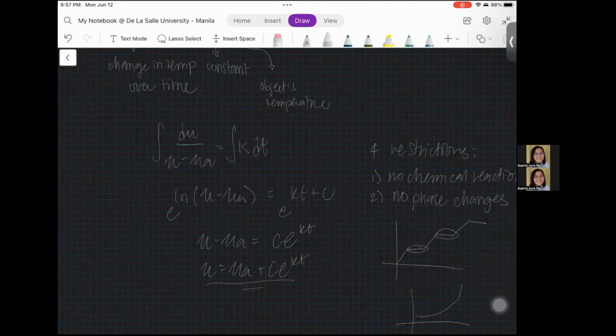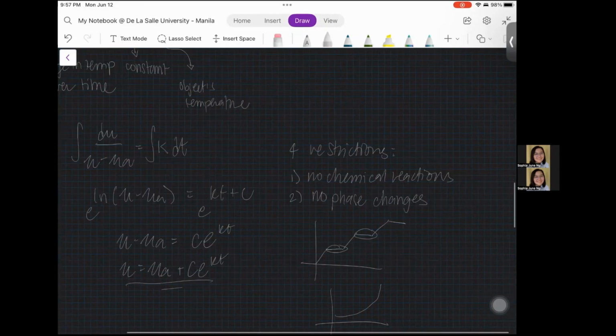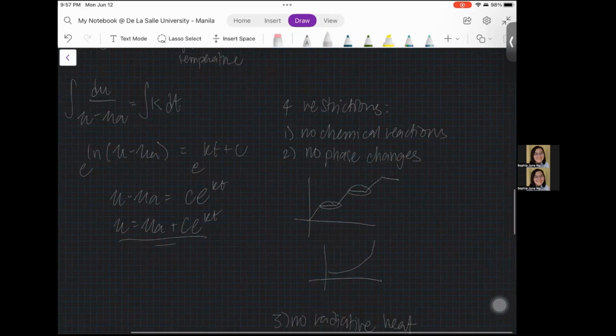Newton's law of cooling does have restrictions because of its simplistic nature. Number 1 is no chemical reactions, because chemical reactions can release or take heat, which would significantly disrupt Newton's law of cooling. Number 2 is that there are no phase changes, because when a substance changes phase, it tends to plateau the temperature, which would again interrupt Newton's law of cooling and its projected path.